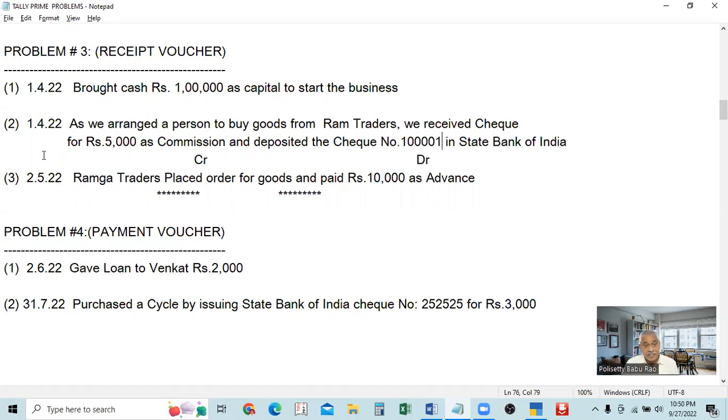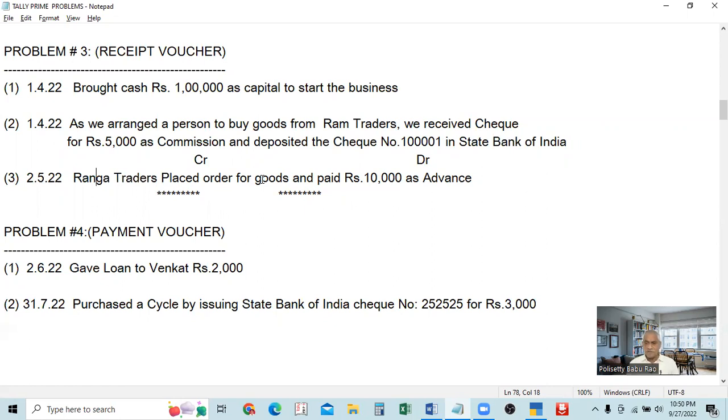2nd May. This is April; this is 2nd May. Sorry, not Ranga. See, Ranga traders placed an order for goods and paid 10,000 advance. They placed an order for our goods because we are manufacturing. They will place the order in advance, then we will manufacture and supply the goods. That's why there will be some advance also. So they placed an order for our goods and paid 10,000 rupees as advance.